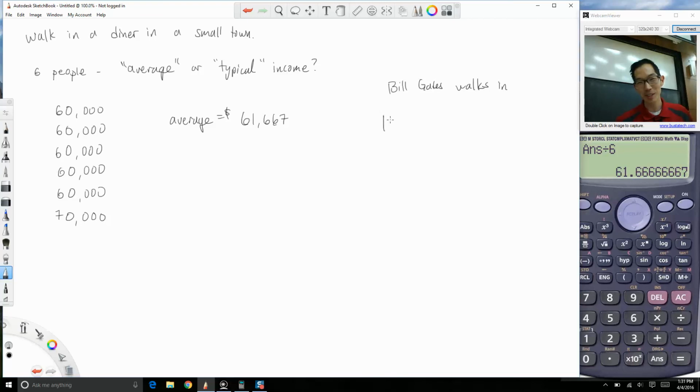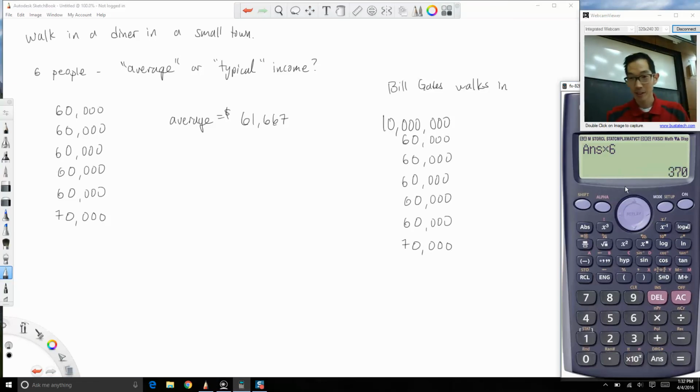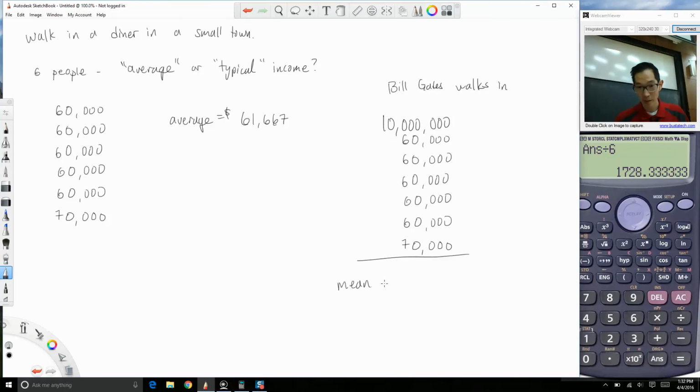So, we'll just say a super rich person walks in. He has an annual income of 10 million. All right, and then we have all of these people. What is the average income now? Okay, so these people all add up to 370,000, and then we're going to add 10 million, and divide this by 6. So now the mean income is now $1,728,333.